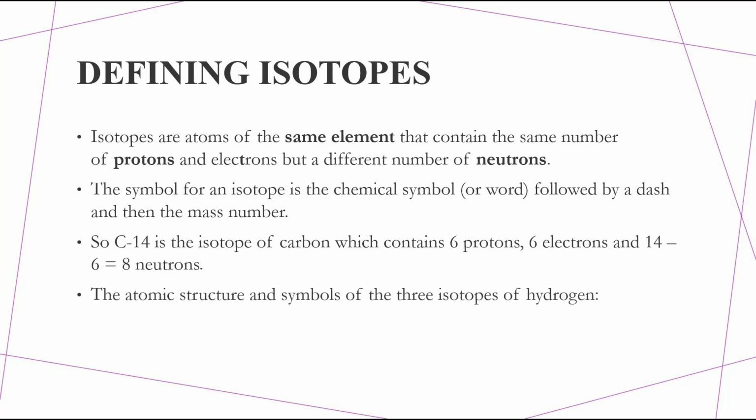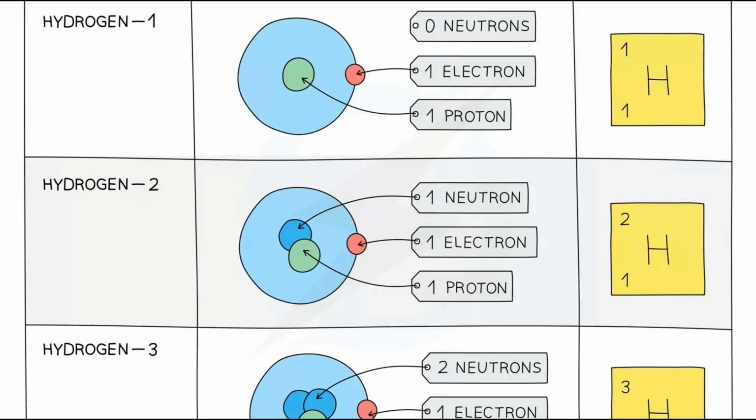Let's have a look at the atomic structure and the symbols of 3 isotopes of hydrogen, how they will look. According to this picture, we have 3 hydrogen atoms. 2 of them are isotopes. So hydrogen-1 is the main atom that we know as per our periodic table. Hydrogen-2 and hydrogen-3 are the 2 different isotopes. So what exactly is the difference between hydrogen-1 and hydrogen-2 and 3? Let's just have a look.